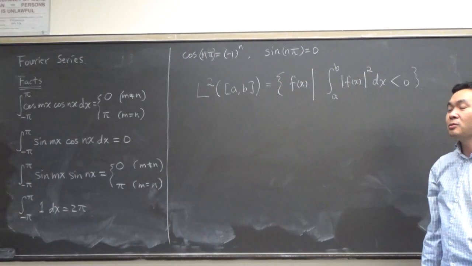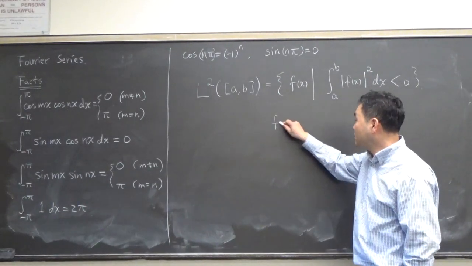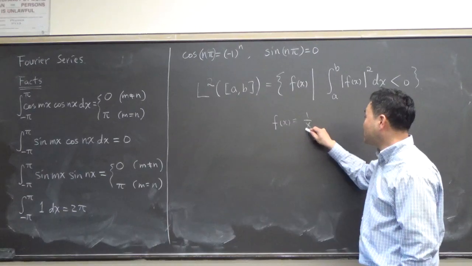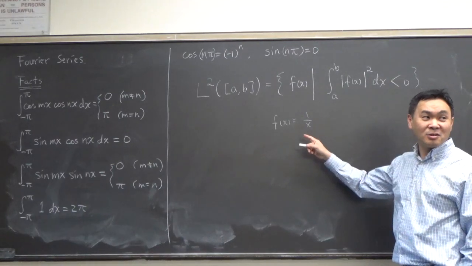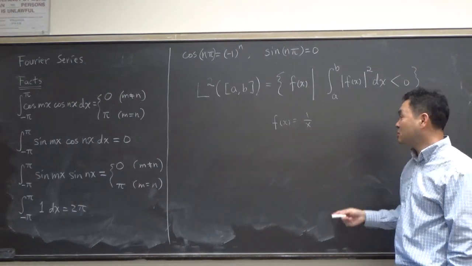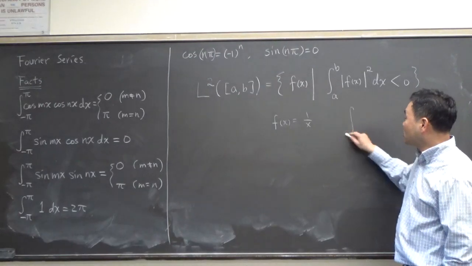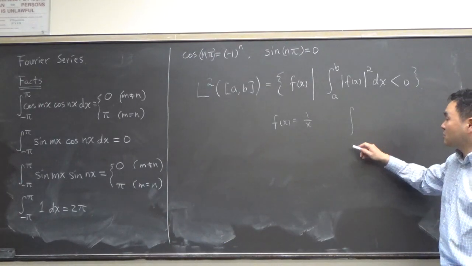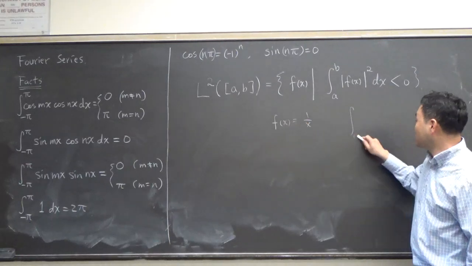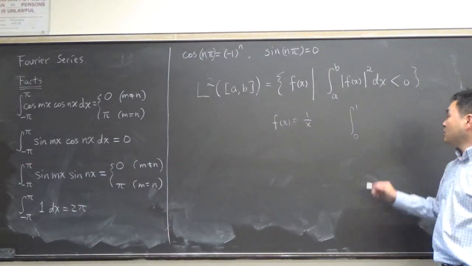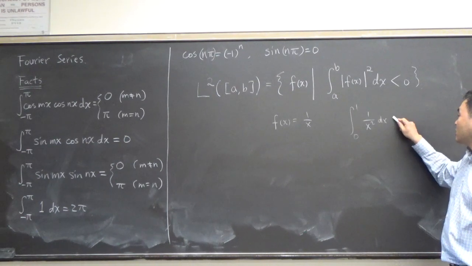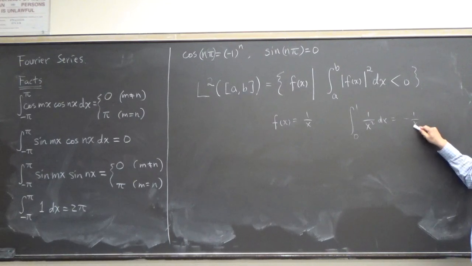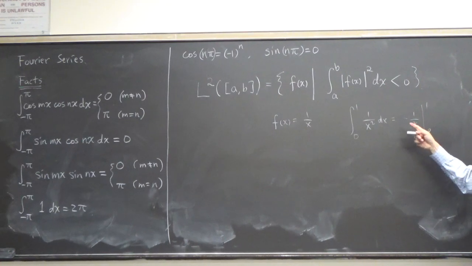But for example, if you have a function like 1 over x, you may have to define it at 0, let's say it's 0. Then what's the integral of this thing squared? Let's say a to b is 0 to 1. So from 0 to 1, you square this, it's 1 over x squared dx. That integral is negative 1 over x, and you plug in 1 and 0, and when you plug in 0, this is not a finite thing, right? It becomes infinity.